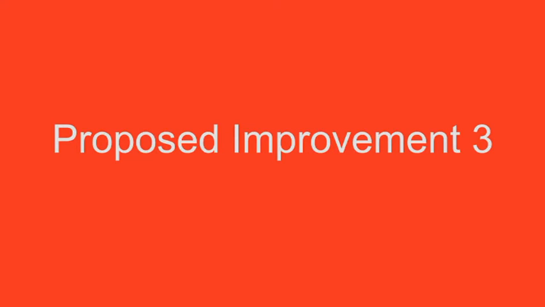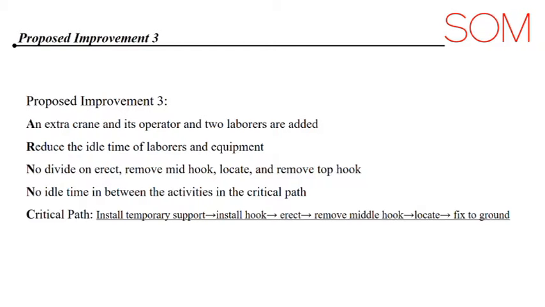And here comes our proposal number 3, which is our final proposal and also at the same time the proposal in which we made the most changes. In this proposal number 3, we tried to ignore the limits of the site to some degree, just to explore the theoretical potential of the construction process. The biggest change we made is we added an extra crane and 2 extra laborers. At the same time, erecting, locating, and hook removing remained undivided.